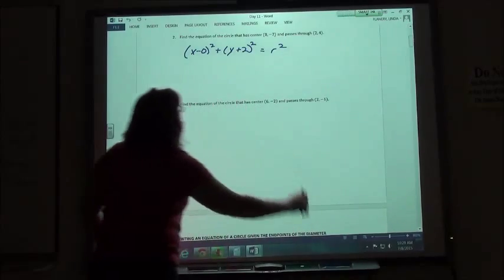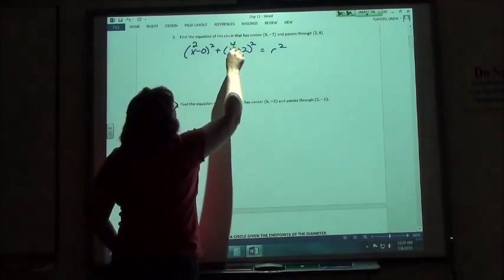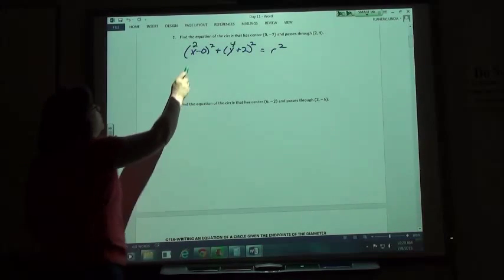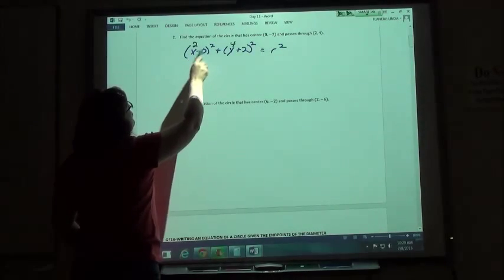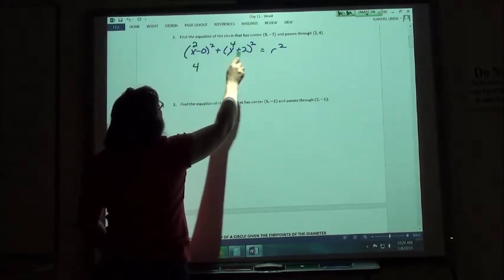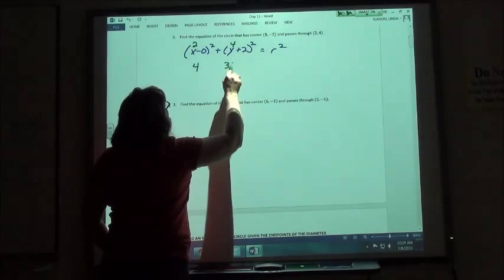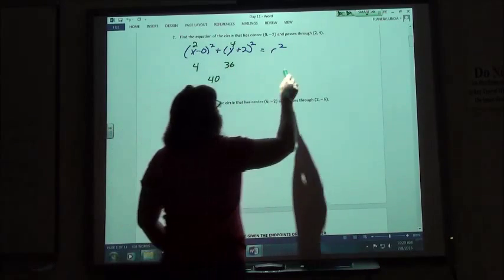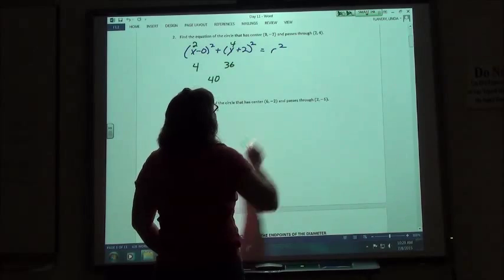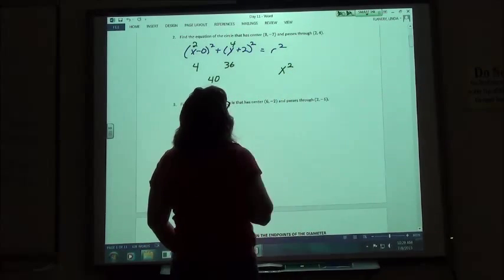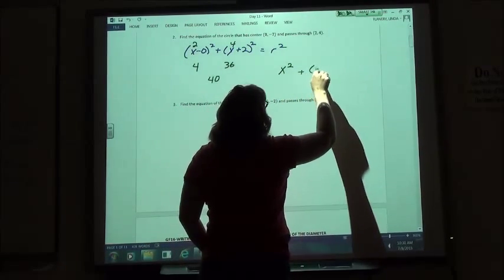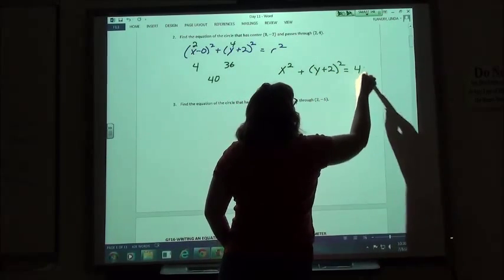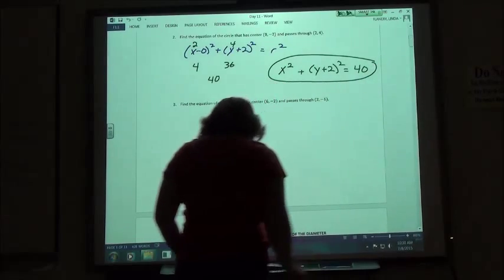We are then going to use 2 and 4 in for our x and y since it passes through the point 2, 4. So 2 minus 0 would be 2, 2 squared is 4, 4 plus 2 is 6, 6 squared is 36, 4 plus 36 is 40. So my equation, now I don't need to write it as x minus 0 squared, that would be the same thing as x squared, plus y plus 2 squared equals my radius squared, which is then going to be 40.